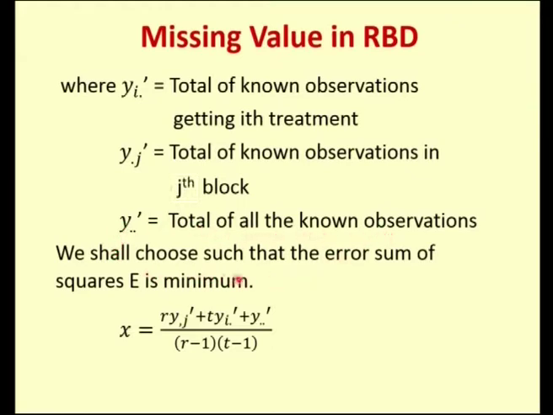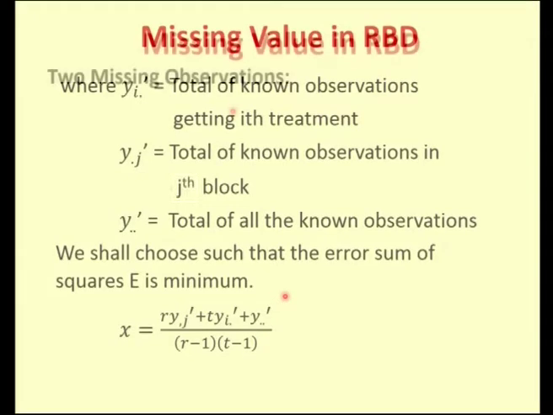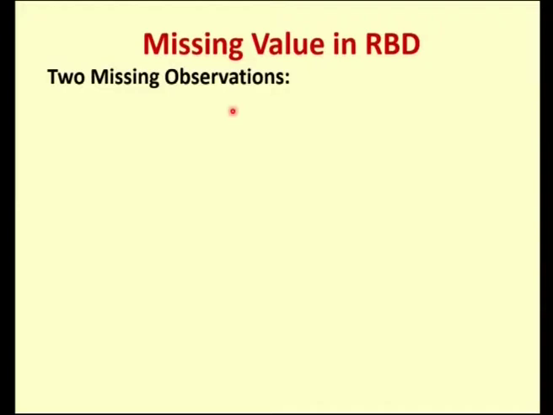Here we shall choose the unknown value such that the error sum of squares E is minimum, and it is found to be x is equal to r Y dot j dash plus t Yi dot dash minus Y double dot dash, divided by (r minus 1) into (t minus 1). And let us now consider the case where two observations are missing.